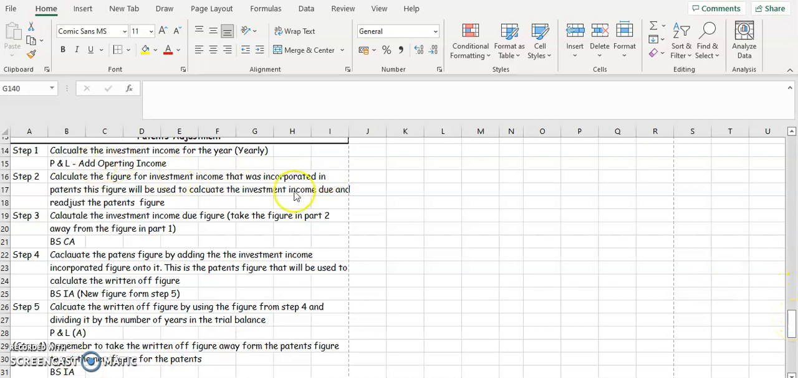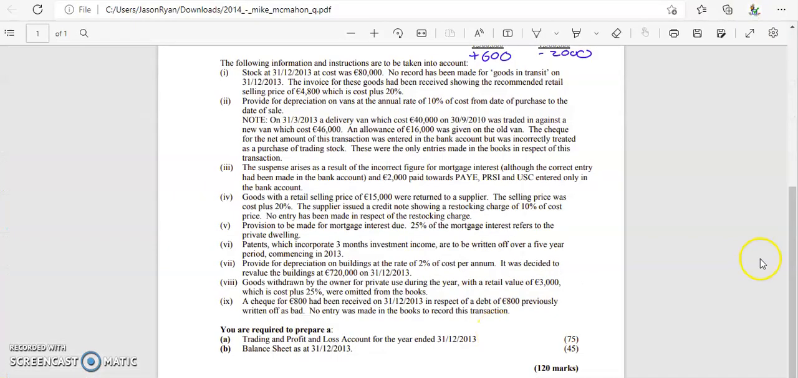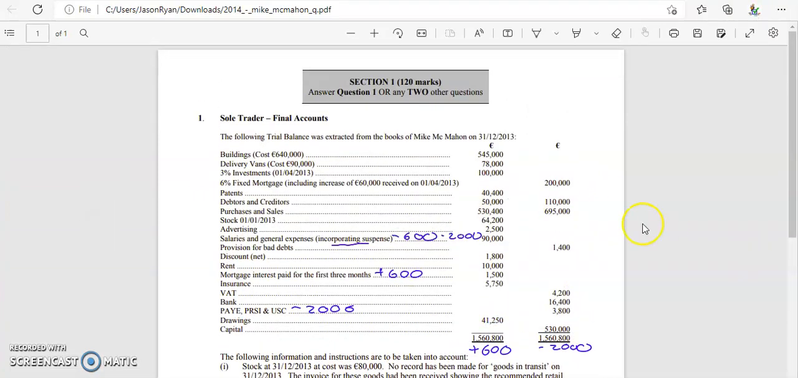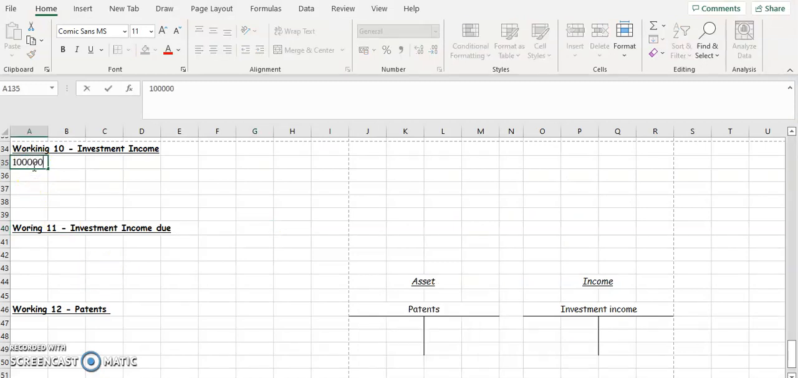So let's have a look at step number 1, calculate the investment income for the year. We'll go back to the question and have a look at the trial balance to see where investment income is. You have 3% investment income at 100,000, and that was invested on the 1st of the 4th, 2013. So you have the 4th, 5th, 6th, 7th, 8th, 9th, 10th, 11th, 12th. You have 9 months investment income to calculate here because you only have it for 9 months of the year. So it's going to be 100,000, multiply that by 3%, multiply that then by 9/12.